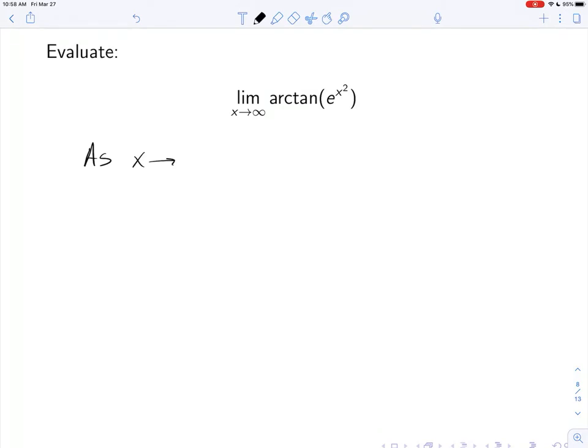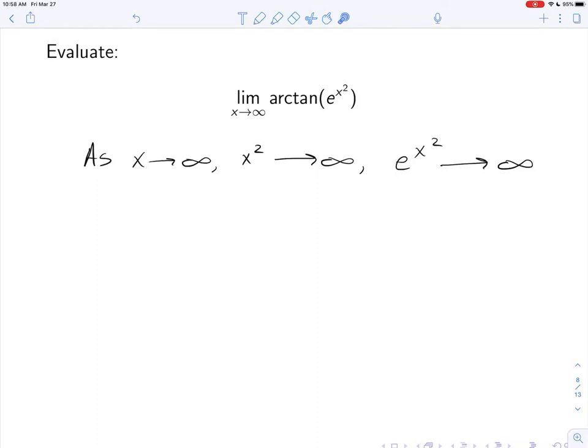Let's say as x goes to infinity, let's just note that x squared goes to infinity, right? As x gets big, x squared gets even bigger. And so, as x squared goes to infinity, that means that e to the x squared is also going to infinity. As the exponent gets large, the whole thing gets large, okay?